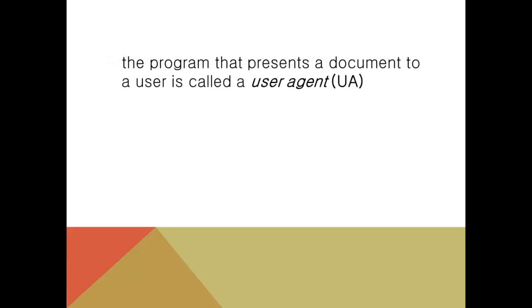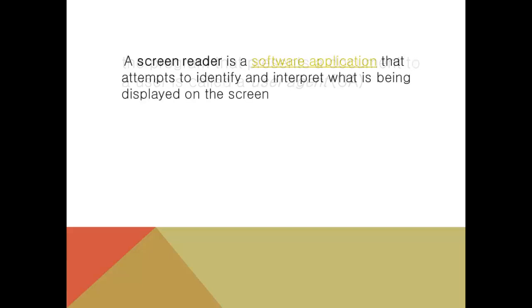In formal CSS terminology, the program that presents a document to a user is called a user agent. And a browser is just one user agent. The user agents for the visually impaired are screen readers. And a screen reader is a software application that attempts to identify and interpret what is being displayed on the screen.